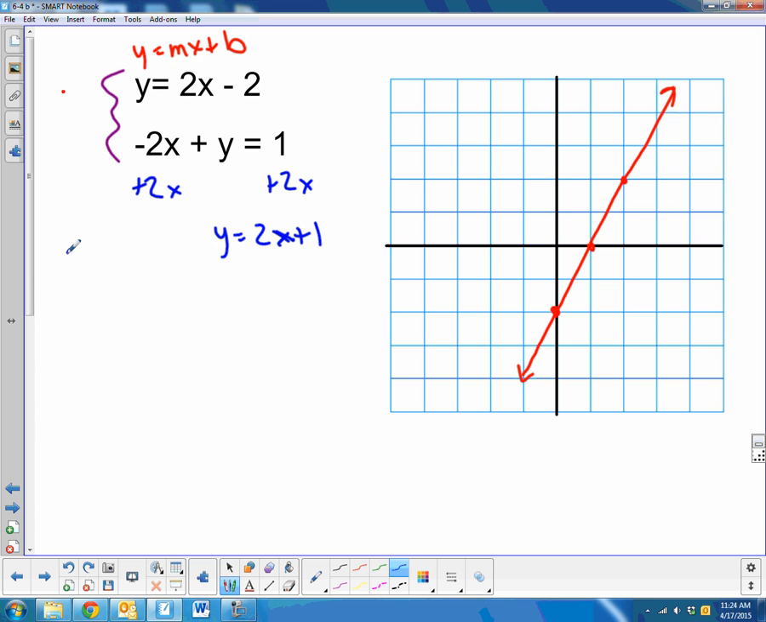So again, the slope, the y-intercept, 1. The slope, 2x, so 2 is the slope again. Rise of 2, run of 1. Now you'll notice if I keep going with this, I'm just never going to get an intersection point. And that's a problem. I can't solve this system of linear equations because they will never intersect.